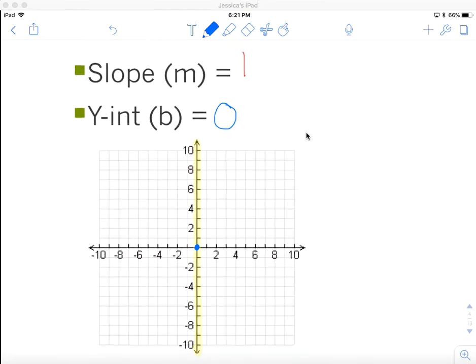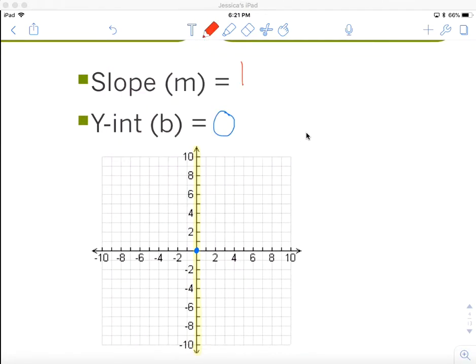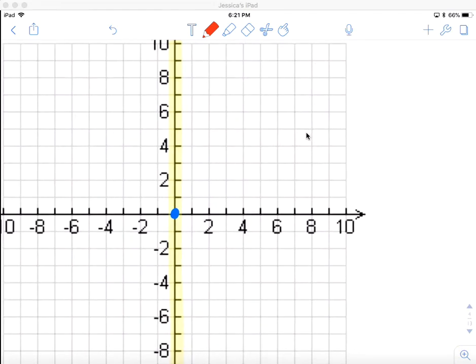From here, I'm going to apply my slope, and from our last lesson, we learned that slope is rise over run. Now, if my slope is 1, that is the same thing as 1 over 1, so I'm going to rise 1, run 1, all the way across, which means I'm going to go up 1, right 1, up 1, right 1, all the way to the edge of my graph. You want your line to fill your whole graph.